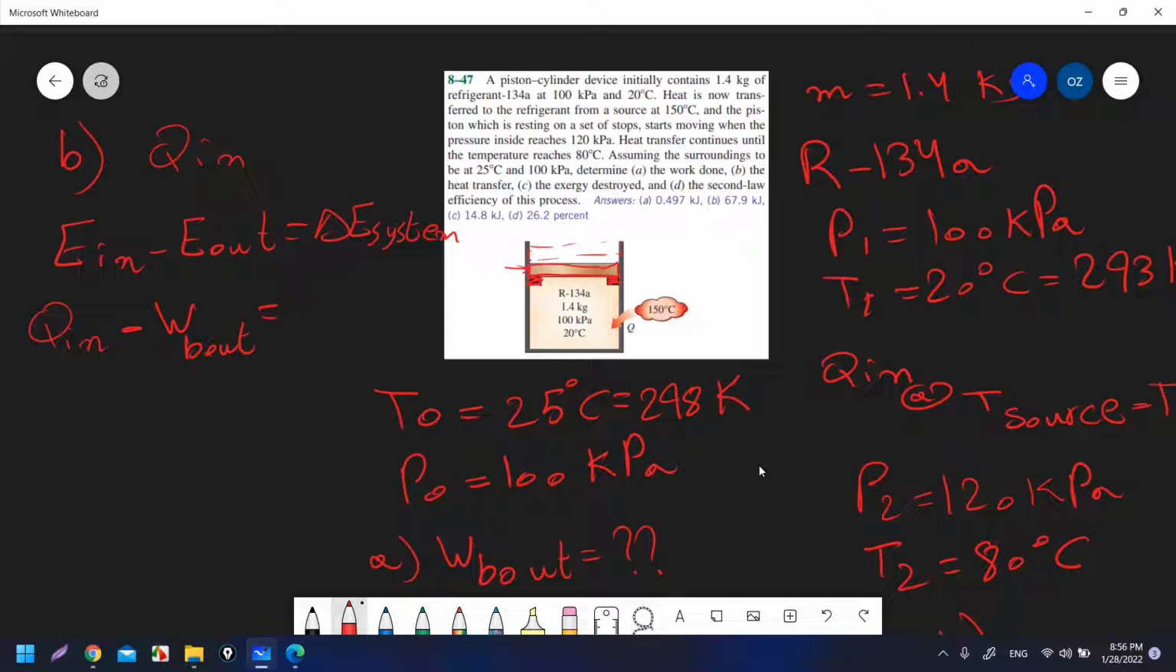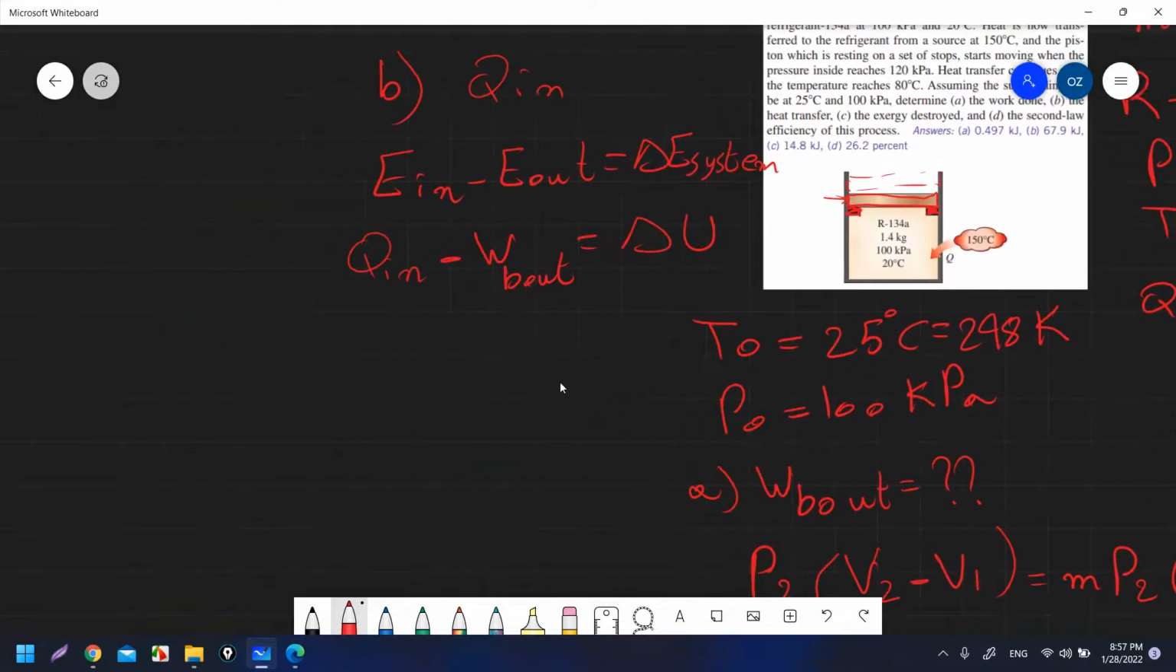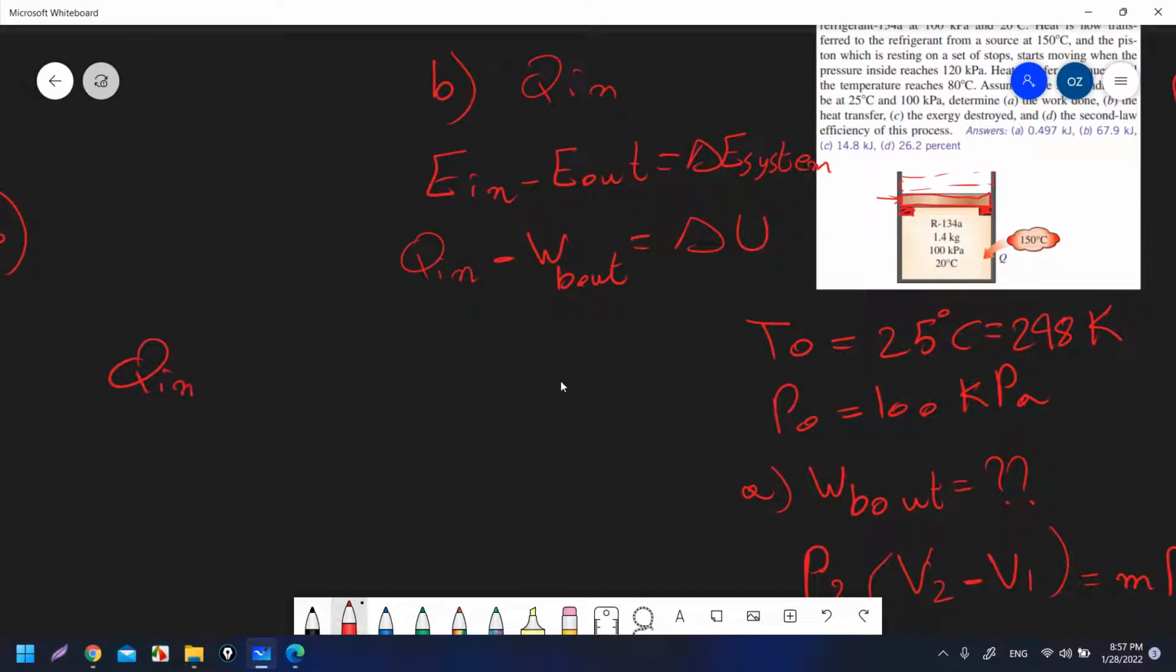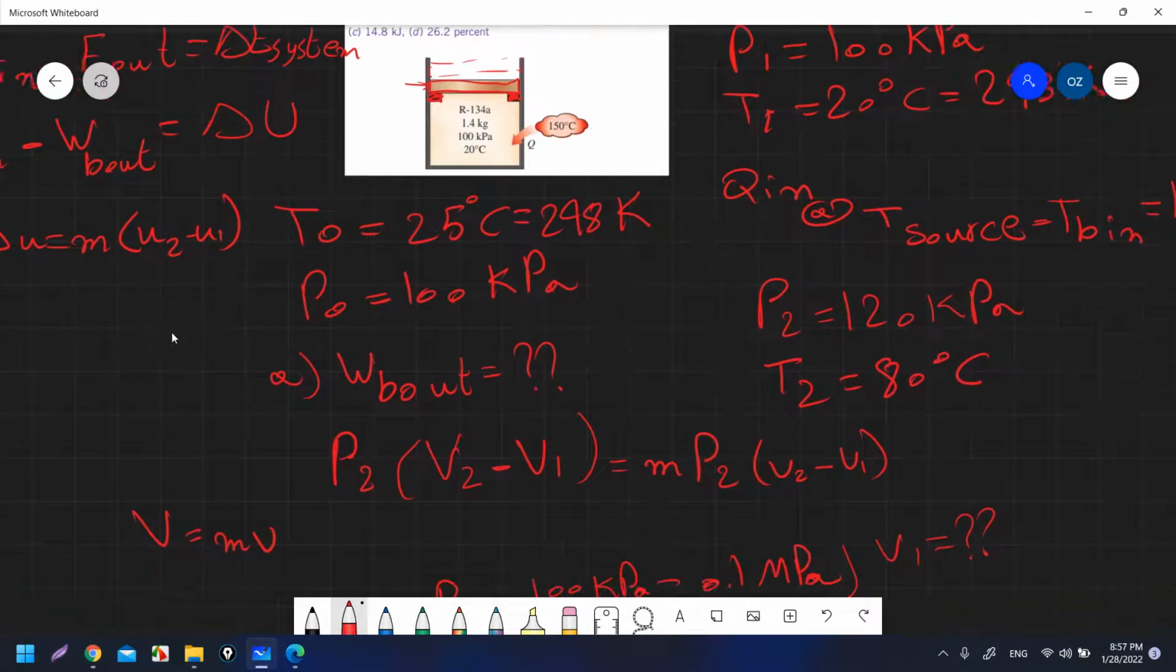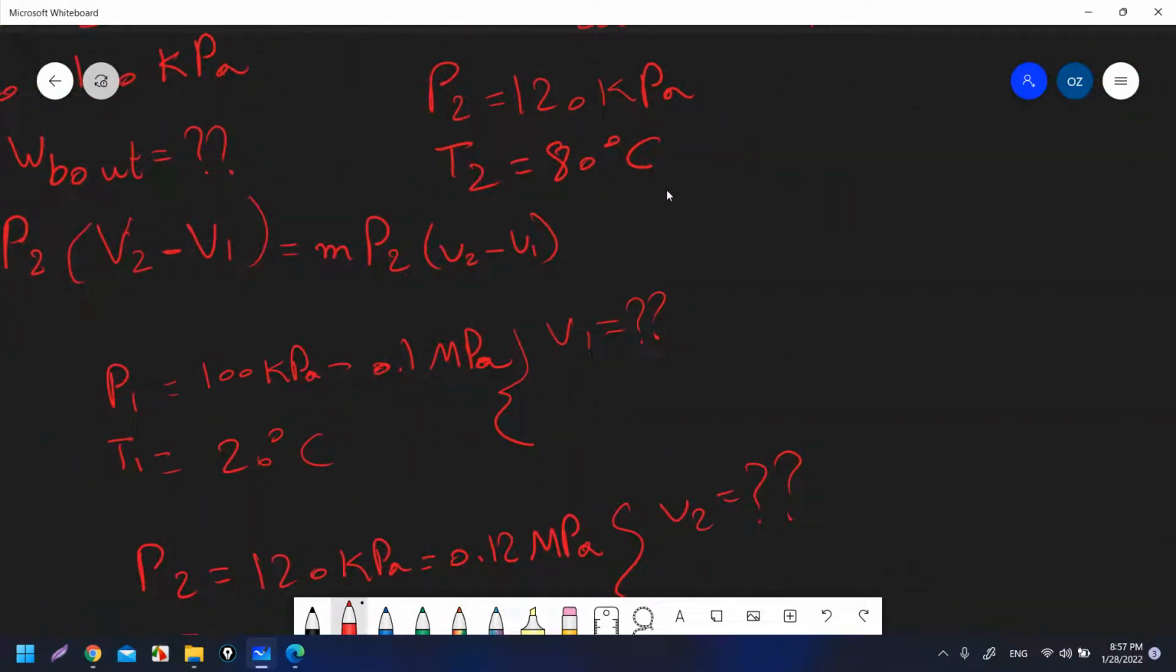Delta E system: the system is not moving and it is not at an elevation, so delta KE and delta PE will be cancelled. So we'll have only delta U. Okay, so Qin minus boundary work out equals delta U. We usually write it as m delta u small, the specific internal energy, which is equal to m (u2 minus u1). So we also need to find u1 and u2.